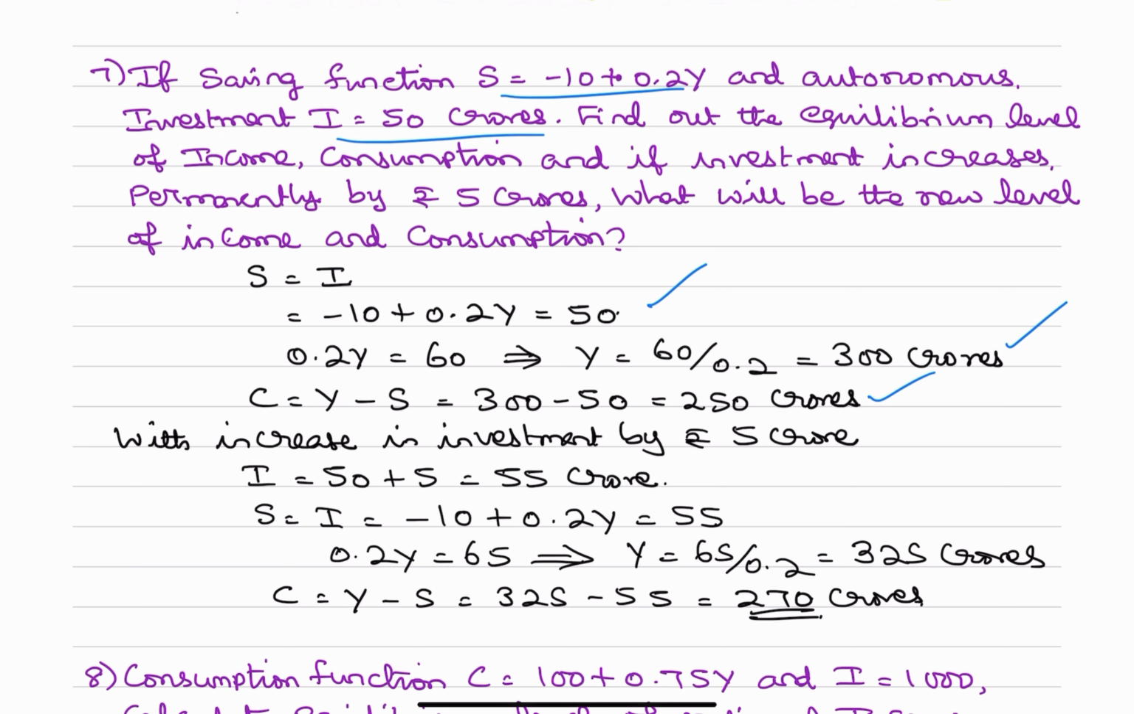With increase in investment by 5 crore, investment becomes 55 crores. Then substituting the values in the savings function, that is minus 10 plus 0.2y is equal to 55. Simplifying this, you get y is equal to 325 crores. Consumption is equal to income minus savings, that is 325 minus 55 is equal to 270.